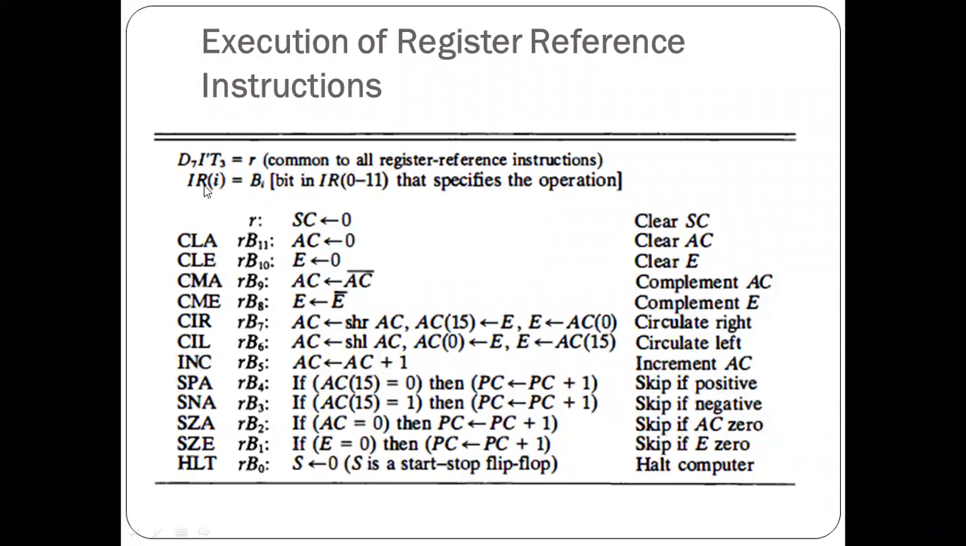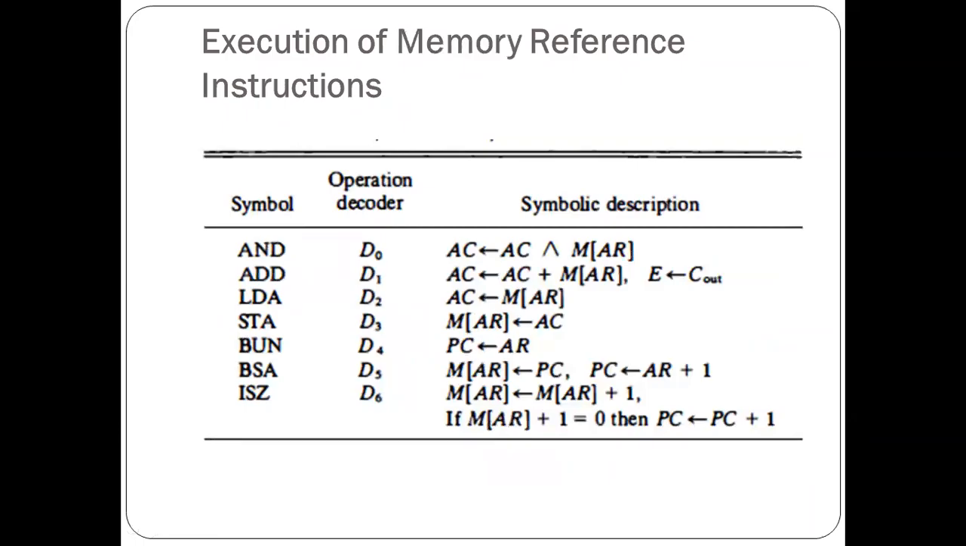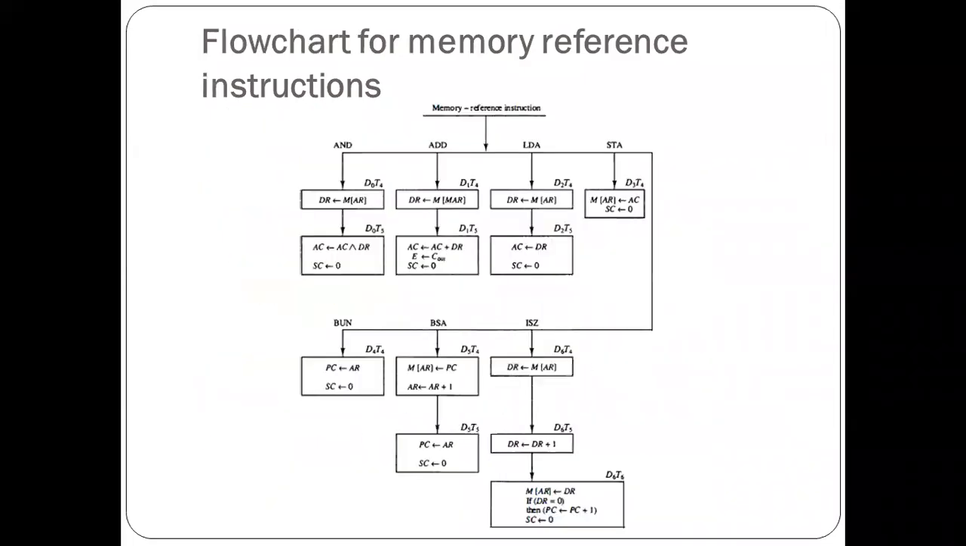The 12 IR bits will specify the operation, right? So you have to extract which bit is responsible, and based on that the opcode is decided. So you have to decode the 12 bits for executing the register reference, similarly IO reference. Memory reference is anyway simple: based on the decoder outputs D0 to D6, we know what type of operation you have to do. This we will see in the next class.